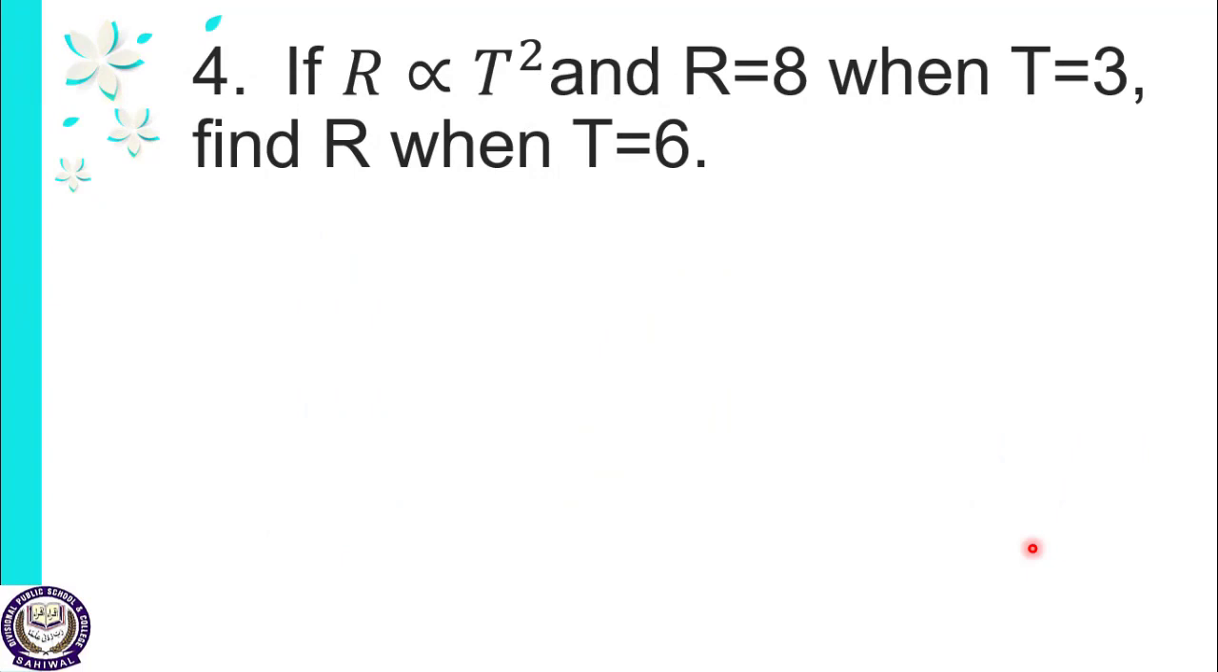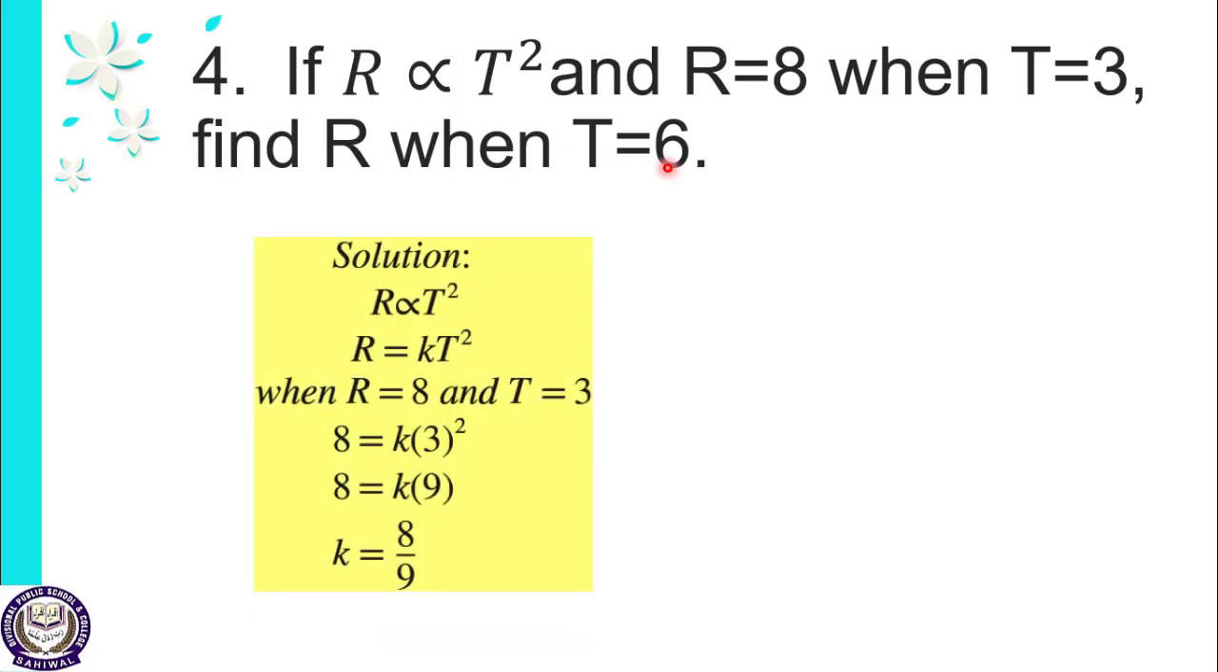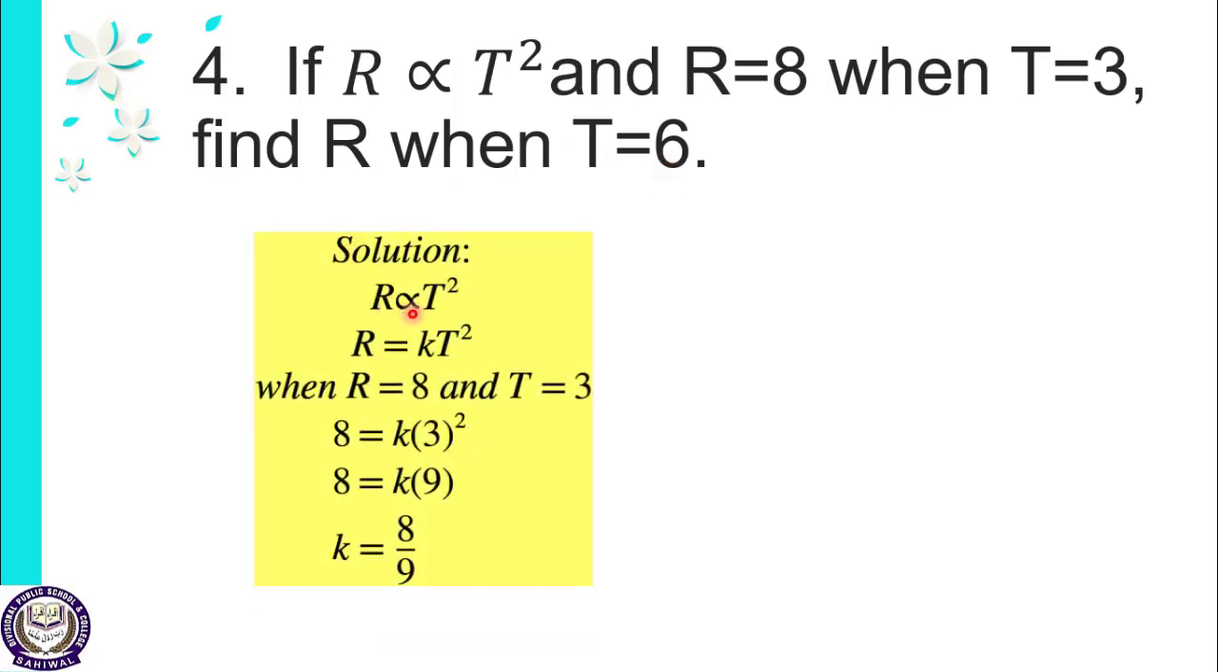Now we have the fourth question. If r is directly proportional to t square and r is equal to 8 when t is equal to 3, it means we have to find the value of k by using these two values. Then we have to find the value of r when t is equal to 6. For this, we know that r is directly proportional to t square. If we replace the sign of proportionality with the constant of proportionality, that is r is equal to kt square.